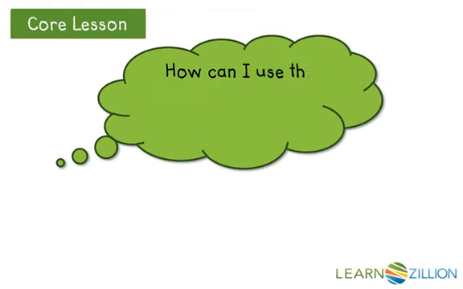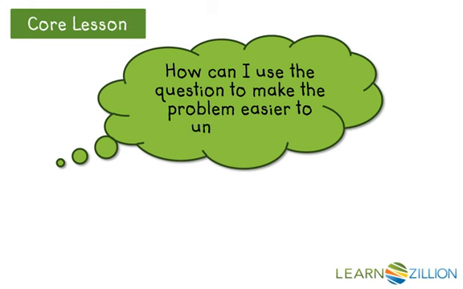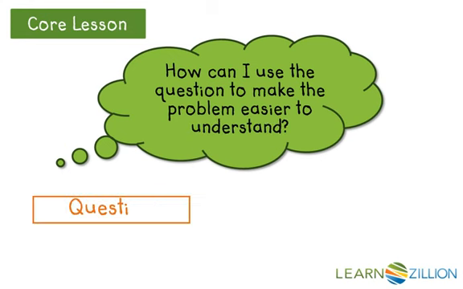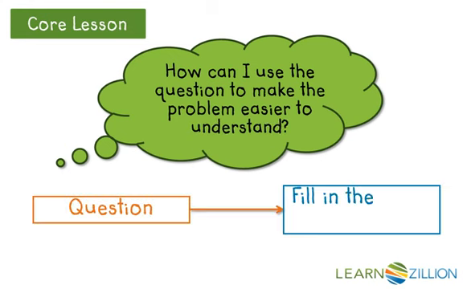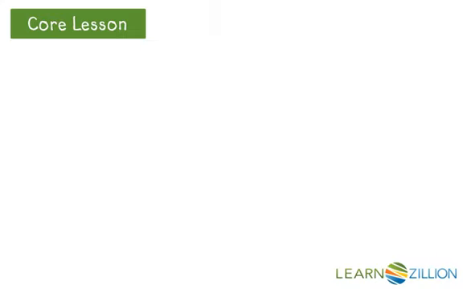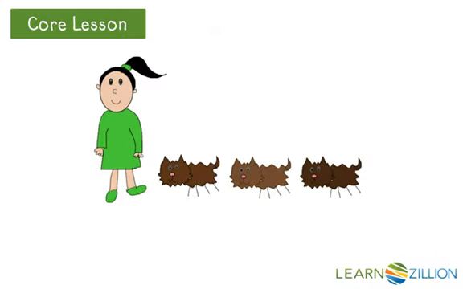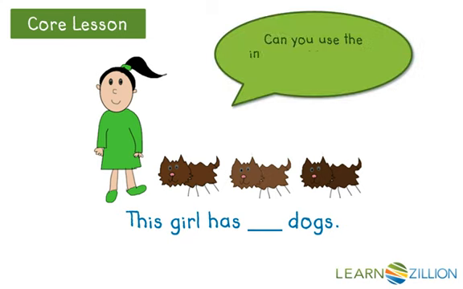So, how can I use the question to make the problem easier to understand? Well, turning a question into a fill-in-the-blank sentence really makes it easier to understand what we're trying to figure out. A fill-in-the-blank sentence is just a sentence that has a blank instead of a word or number. For example, let's look at this girl and her dogs. This girl has blank dogs. Can you use the information from the picture to tell me how many dogs she has? This girl has 3 dogs.